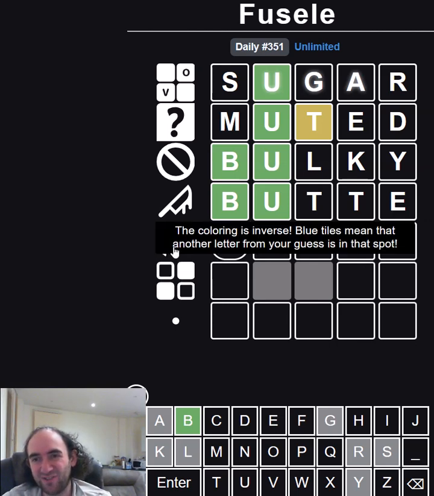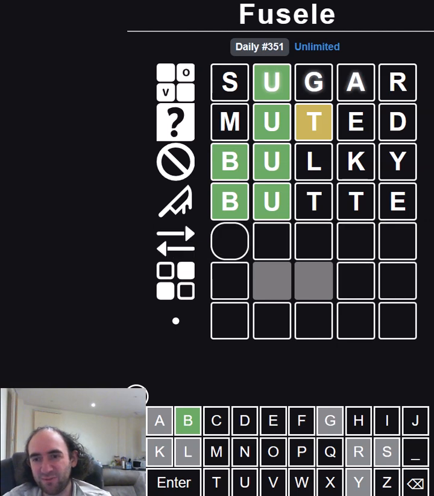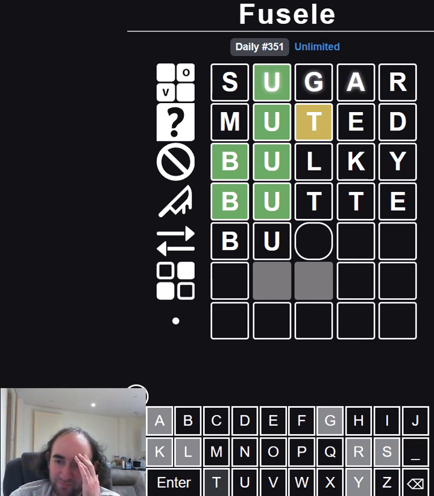Right, the colouring is inverse. Blue tiles mean that another letter from your guess is in that spot. So it definitely starts BU. This cannot be a T. What can it be? That is the question. I feel like ON or IN is quite likely to be the ending.